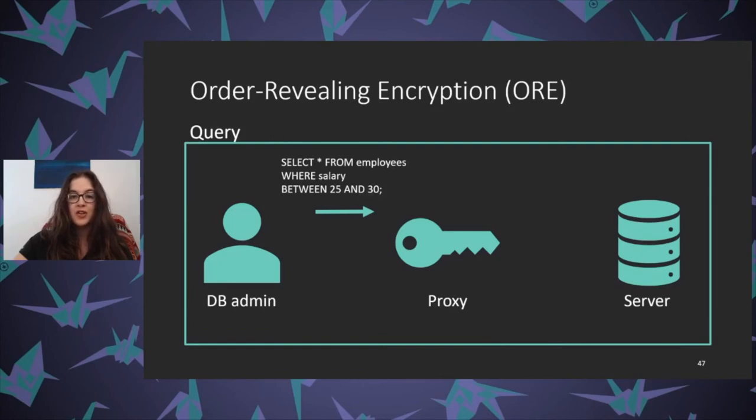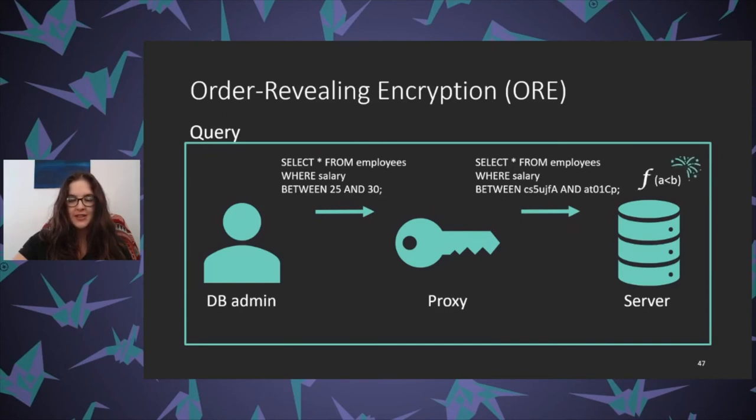The proxy will encrypt these values using ORE and submit the query to the server. At this point, magic happens. The nature of ORE ensures that the server can compare these seemingly junk values. For every entry in the database, the server will check if it falls within the range given to it by the proxy, and it'll return the correct records. As an implementation note, we wouldn't want the server to return just one record since it would break some privacy properties, but this is just an example.